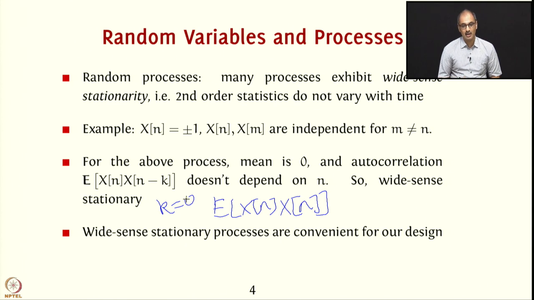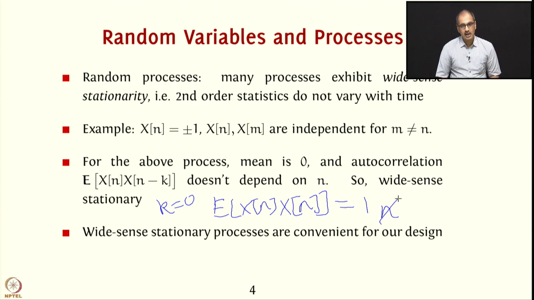So this is going to be 1 times half plus minus 1 square times half, which is going to be 1, and this is still not dependent on n. Therefore, this process seems stationary, because its second order statistics do not vary with time.